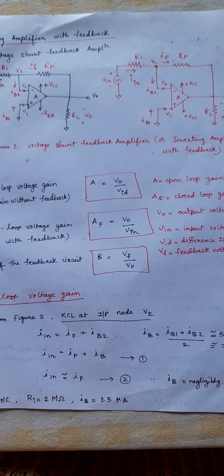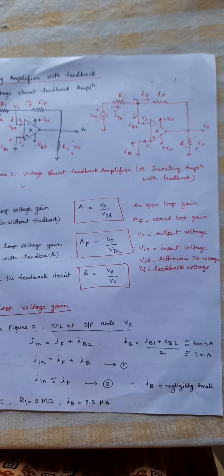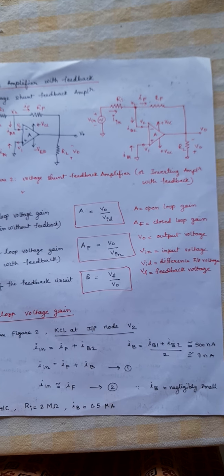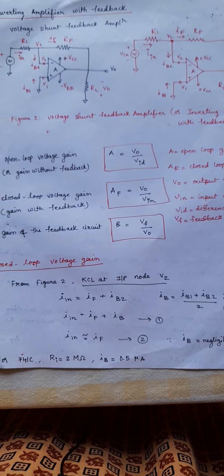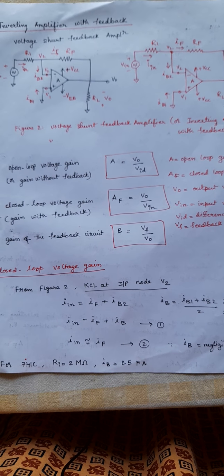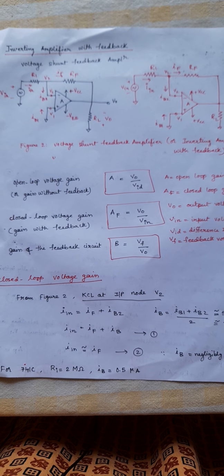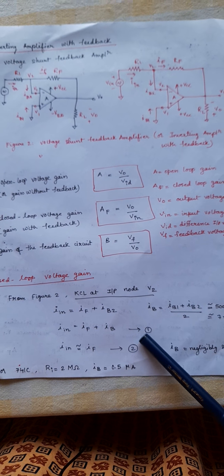So what is I in now? IB is a negligible value which is equal to 500 nanoamperes or sometimes 7 nanoamperes. It's a very negligible value. So the I in equation can be written as I in is approximated to IF. For 741C operational amplifier, RI, the input resistance, is about 2 mega ohms and IB value is 0.5 microamperes. So IB is neglected because of its very small value for 741C.